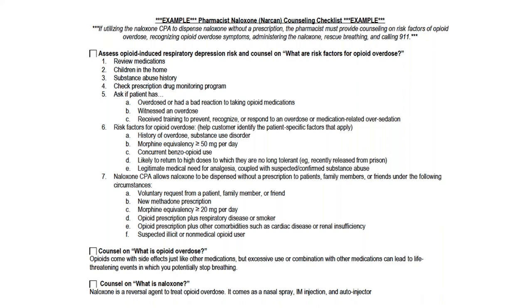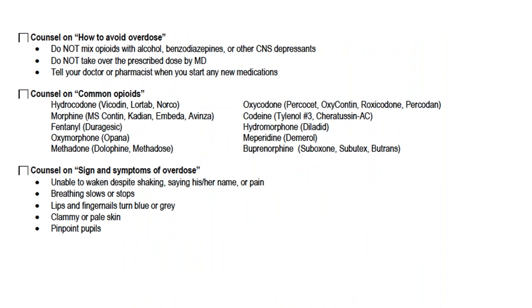Other things you counsel on, what is an opioid overdose? What is naloxone in general? Then it says, all right, how can I avoid an overdose? And you can give some basic instructions so they never need to use it. Reminder to counsel on the common opioids, because they may not even know what opioids they're on, or they may not even be aware that they're on opioids, or that that cough medicine also has opioids. It may remind you to counsel on the signs and symptoms of an overdose. Again, I'm not even halfway through, but this highlights how much there is to this counseling. It's such a critical conversation.